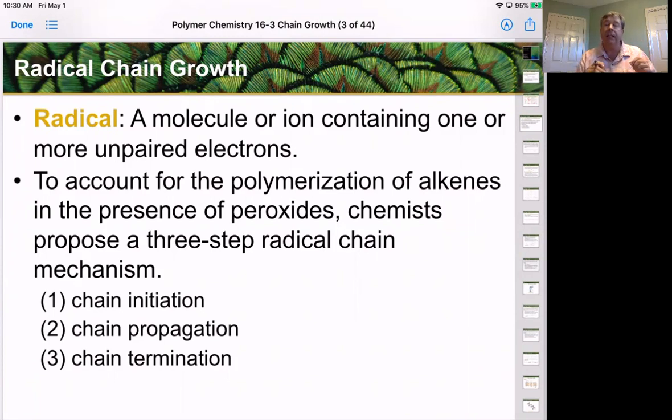Because it's different, we actually have 3 different steps that happen during these reactions. We have what we call the initiation step, or the generation of that single electron. We have the propagation step, which is the reacting of that single electron with a double bond, in this case. And then we have the last step, which is the termination, where we get rid of the radicals at the end of the reaction.